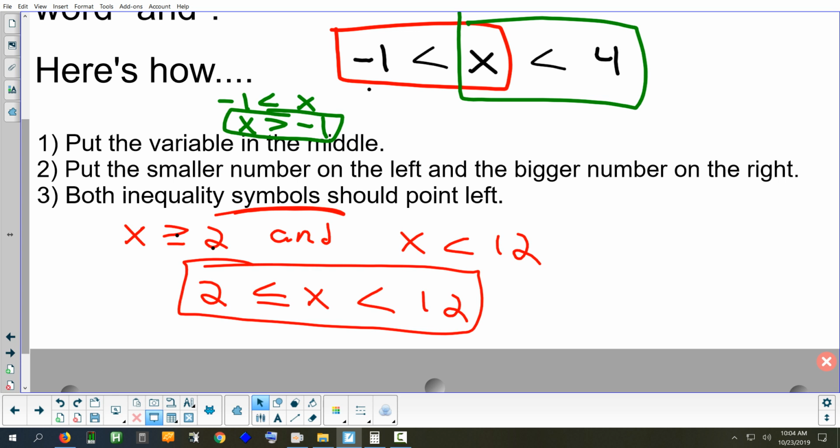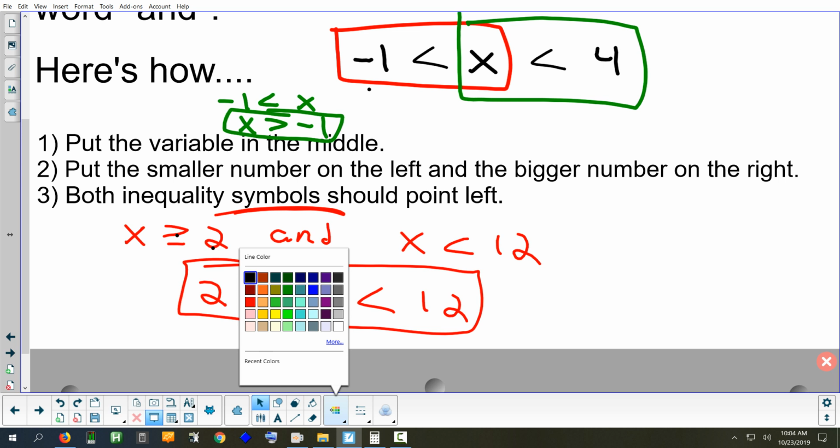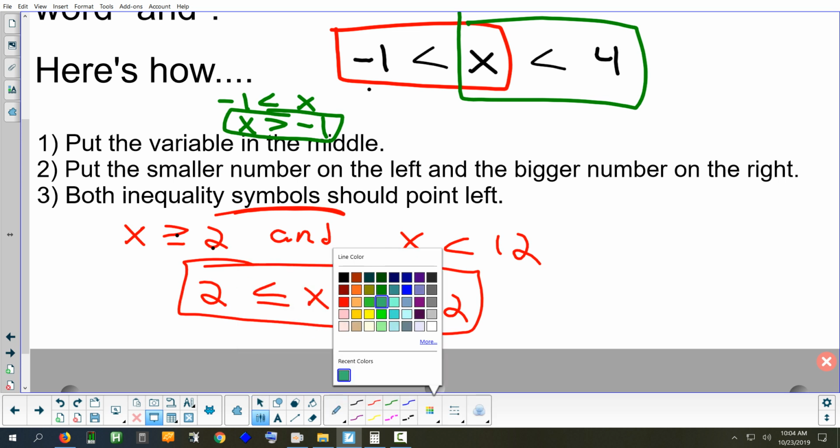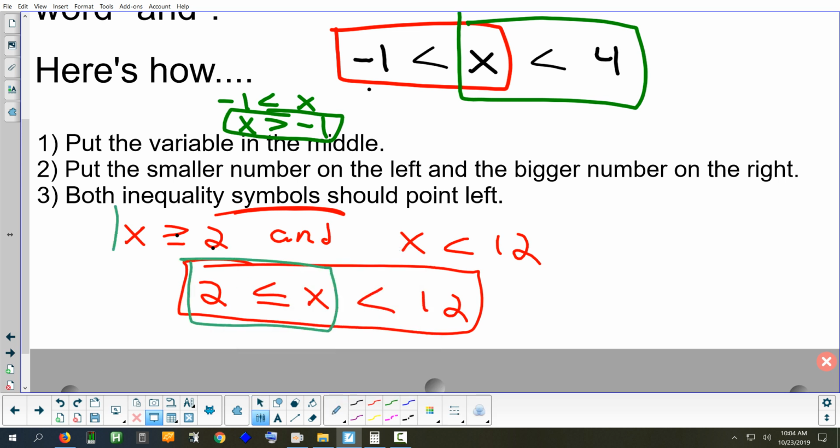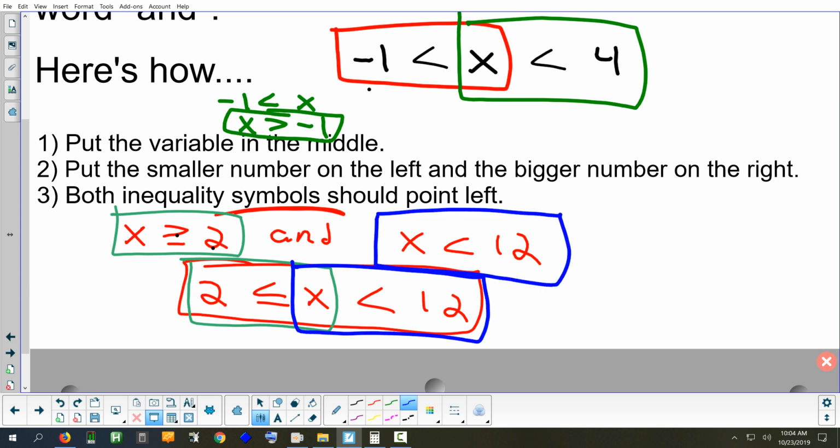Okay. Does that make more sense than the first one? Yeah. Okay, so this part is right here, and this part is right here. So the blue box goes with the blue box, the green box goes with the green box. But yes, it does get flipped. That's just the way it works if you put the smaller number on the left and the bigger number on the right. Okay, so any questions on that?